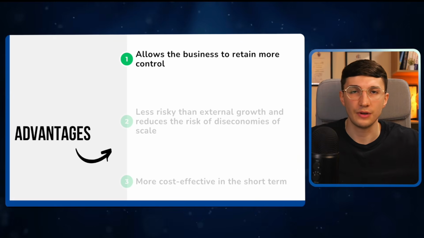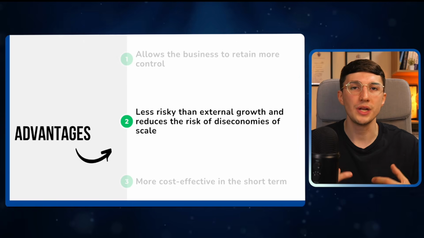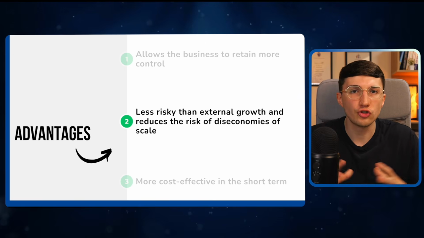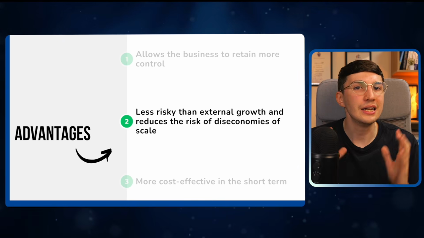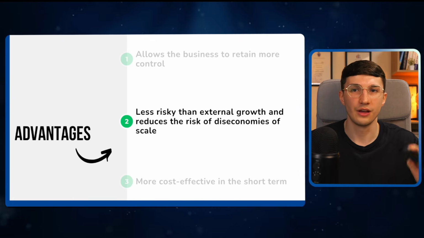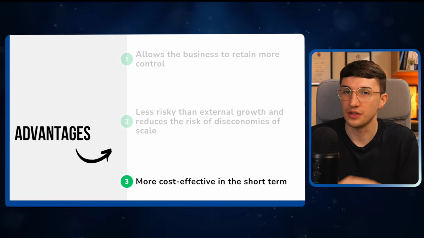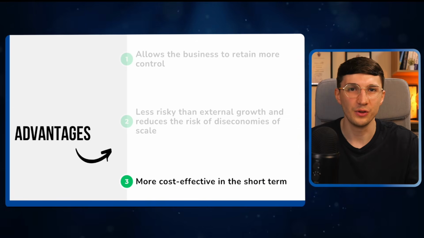You're not giving anything away. It also can be seen as less risky because you're doing it at a slower pace. The problem with external growth is that you grow so quickly that diseconomies of scale could potentially happen. At least with organic growth, you can control the rate of speed that you're growing at. And finally, it can be more cost effective and a less risky strategy in the short term because I'm not having to pay a large fee to potentially take over another business.